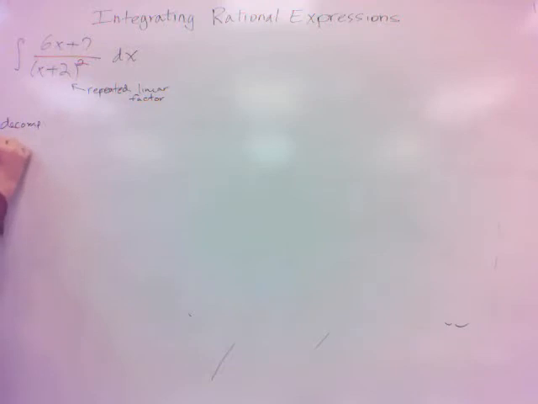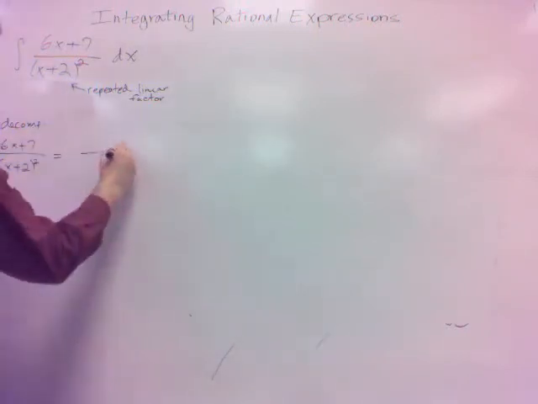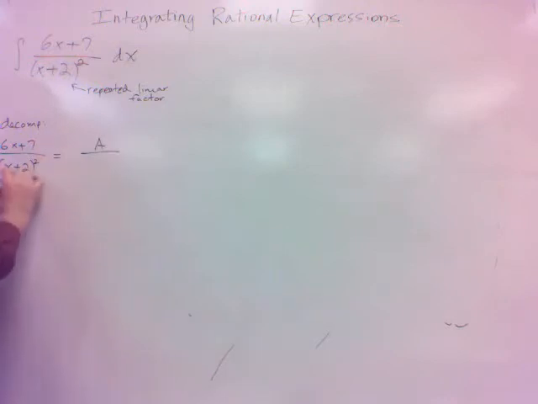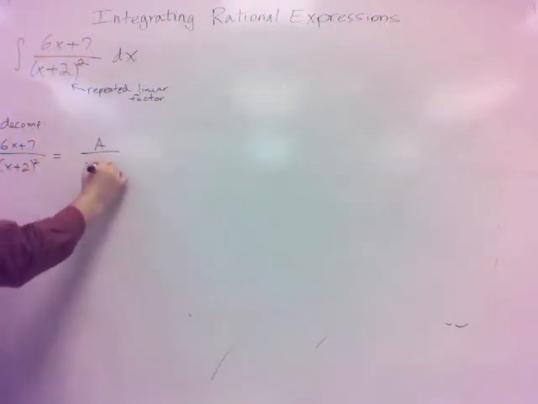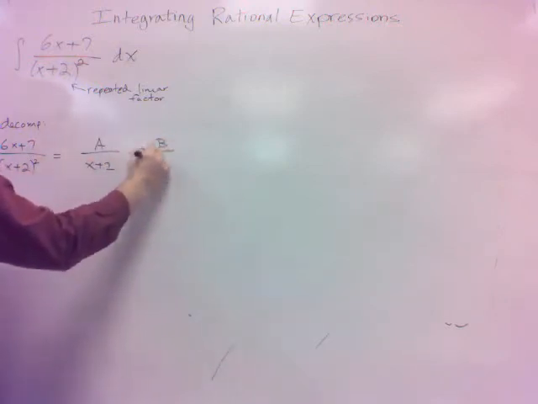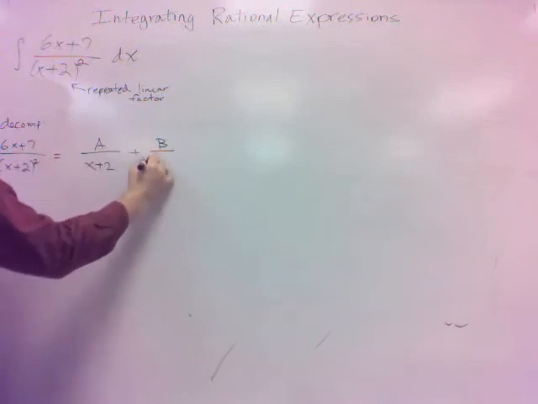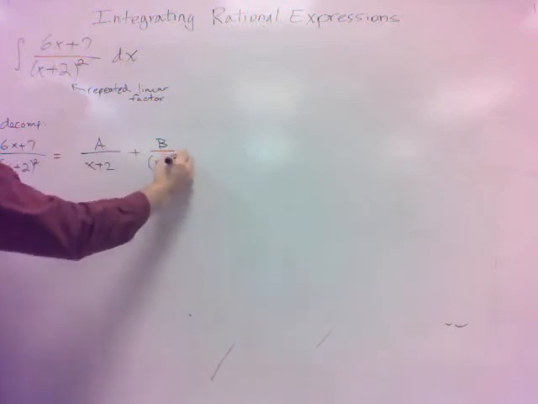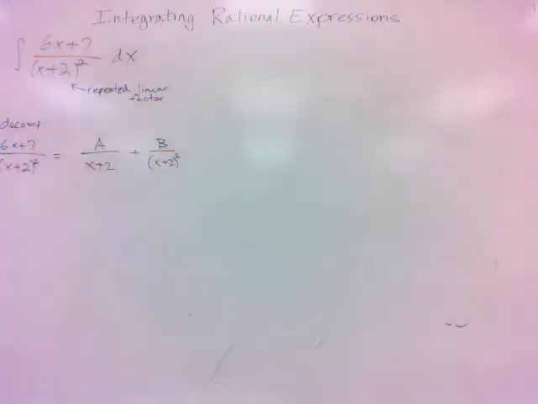So I'm going to take the 6x plus 7. It's already factored for me, basically, so nothing I need to do there. But here's what I do. When you have a repeated linear factor, that factor is going to lead to two terms over here, two parts over here. I'm going to have an A over just x plus 2, and then I'm going to have a B over x plus 2 squared. To get the decomposition to work out, that's what you have to do.